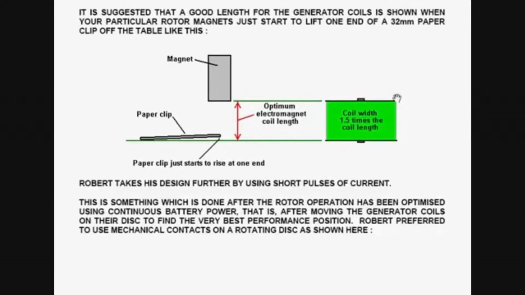It's suggested that a good length for the generator coils is shown when your particular rotor magnets just start to lift one end of a 32mm long paperclip off the table, like this diagram shows you, and that indicates the coil width, and it's generally a good idea to have the width of the coil 1.5 times the coil length.